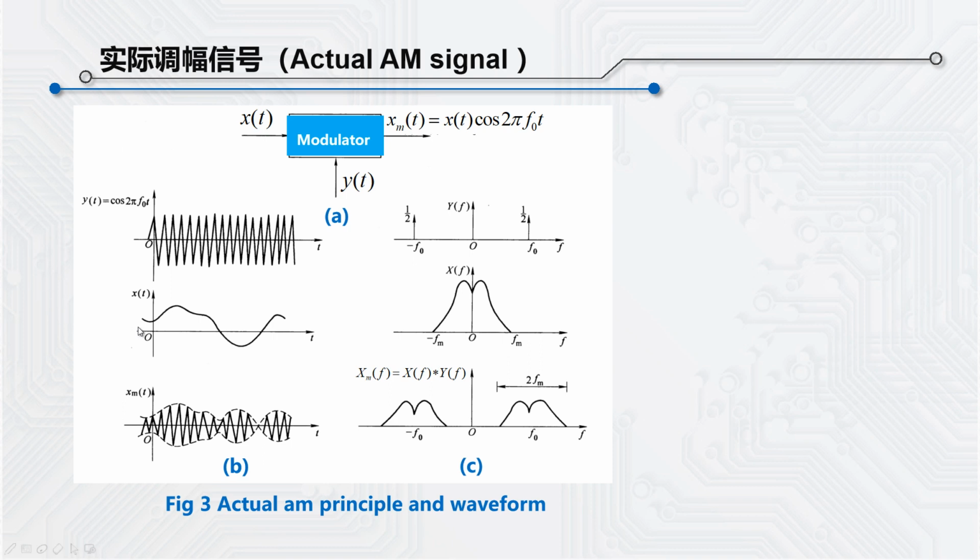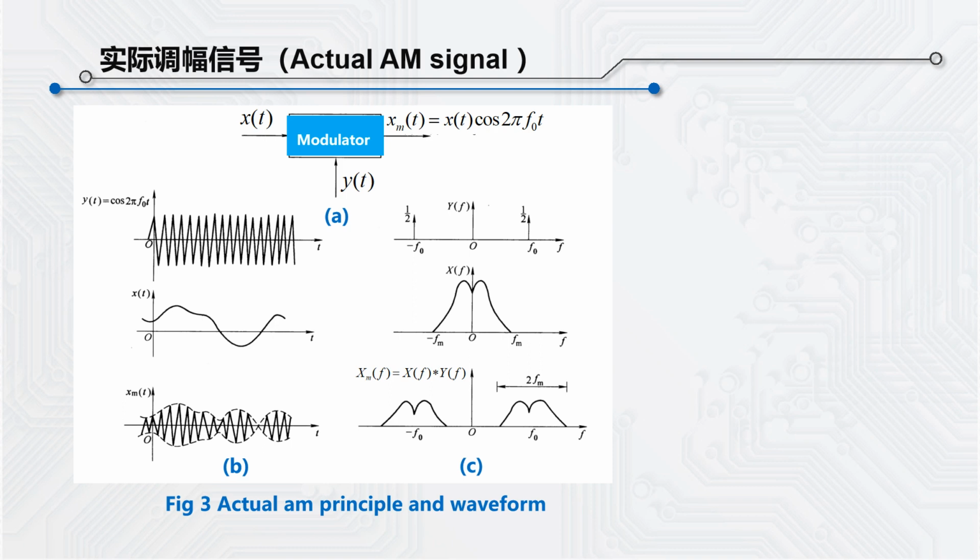Let's look at its time domain waveform. As the original constant amplitude oscillation is modulated, its amplitude changes according to the law of the modulated signal. This is commonly known as AM modulation. Let's look at the spectra. This is the spectra of the cosine signal. The two impulse functions are generated at f0 and minus f0.